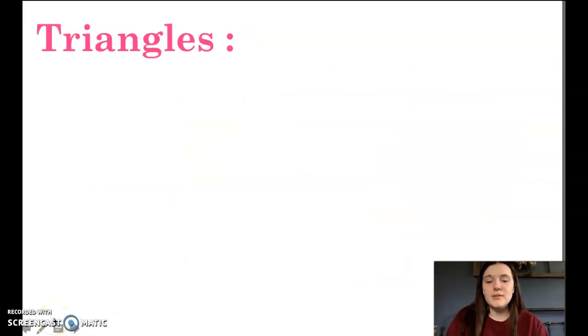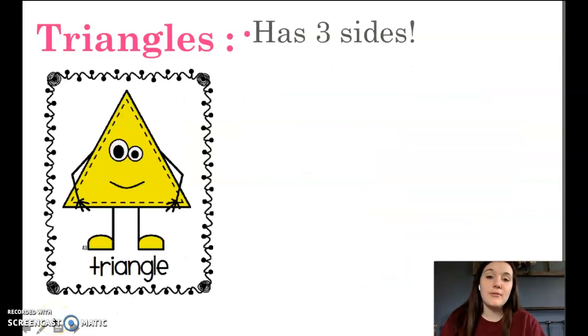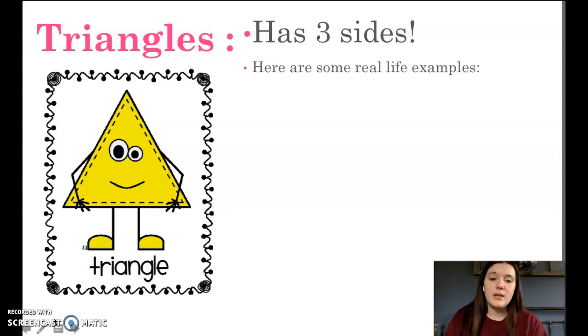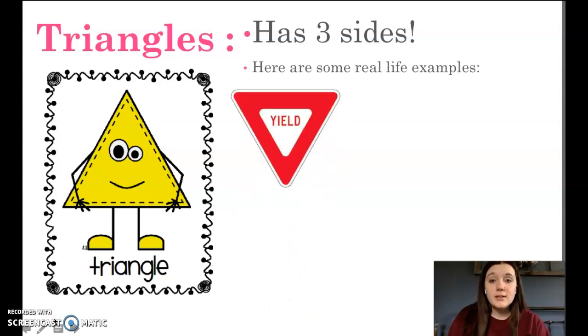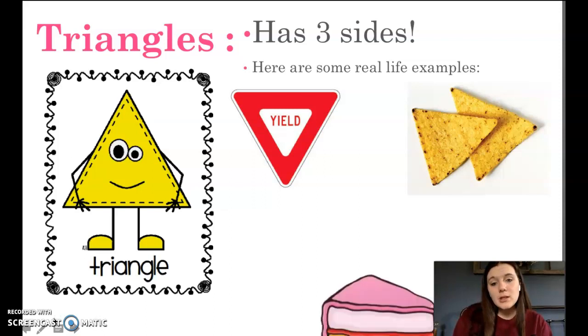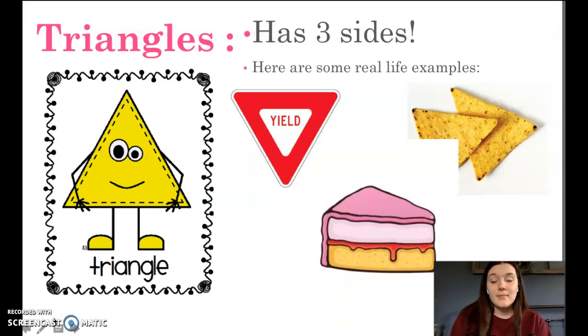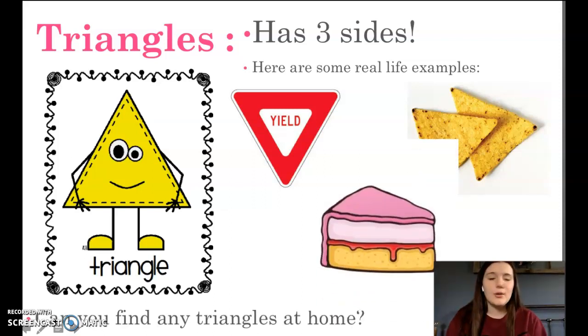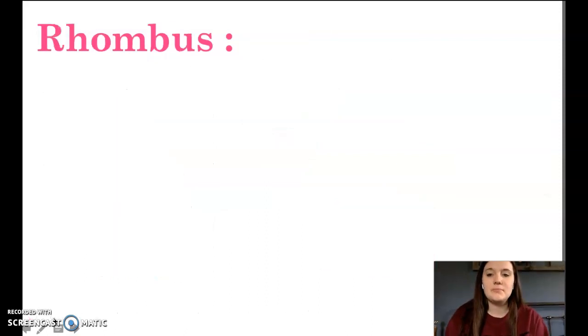Next is triangles. So triangles have three sides, and here are some examples. A yield sign, some chips, or a slice of cake. So take a minute, pause, and look if you can find any in your house.